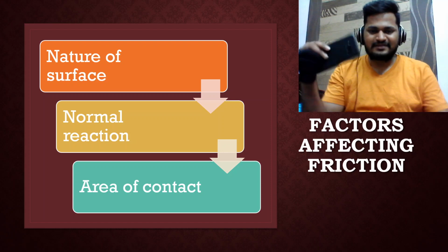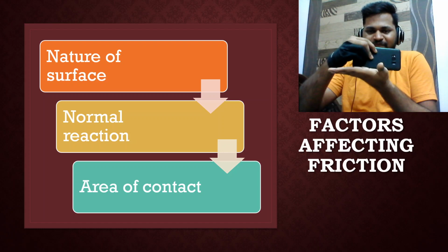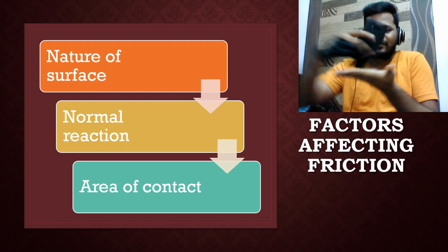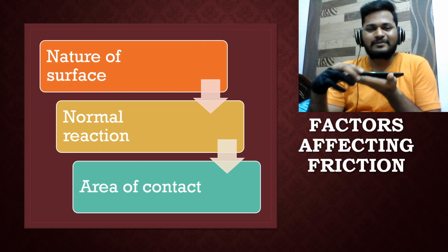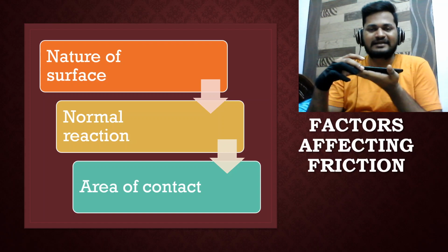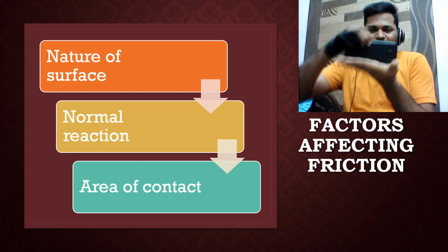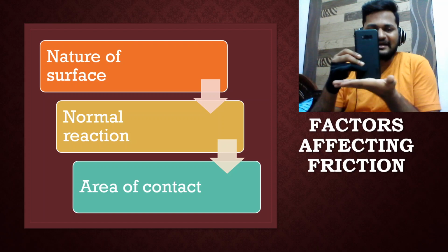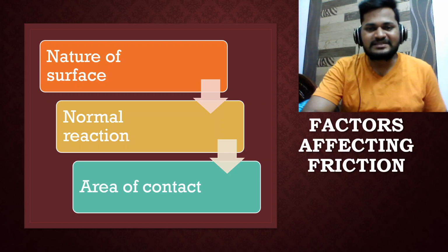Suppose this is a block. So whether this block is moving like this or like this or like this, in all the three cases the friction acting will be same because friction is independent of area of contact. It just depends on the normal reaction, it depends on the nature of the surface. So whether the block is like this or like this or like this, the nature of surfaces are same and even the normal reaction is same. So friction will be same in all three cases.